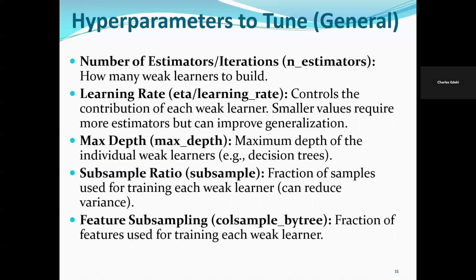An example would be decision trees, the length. Subsample ratio also. And last will be feature subsampling.